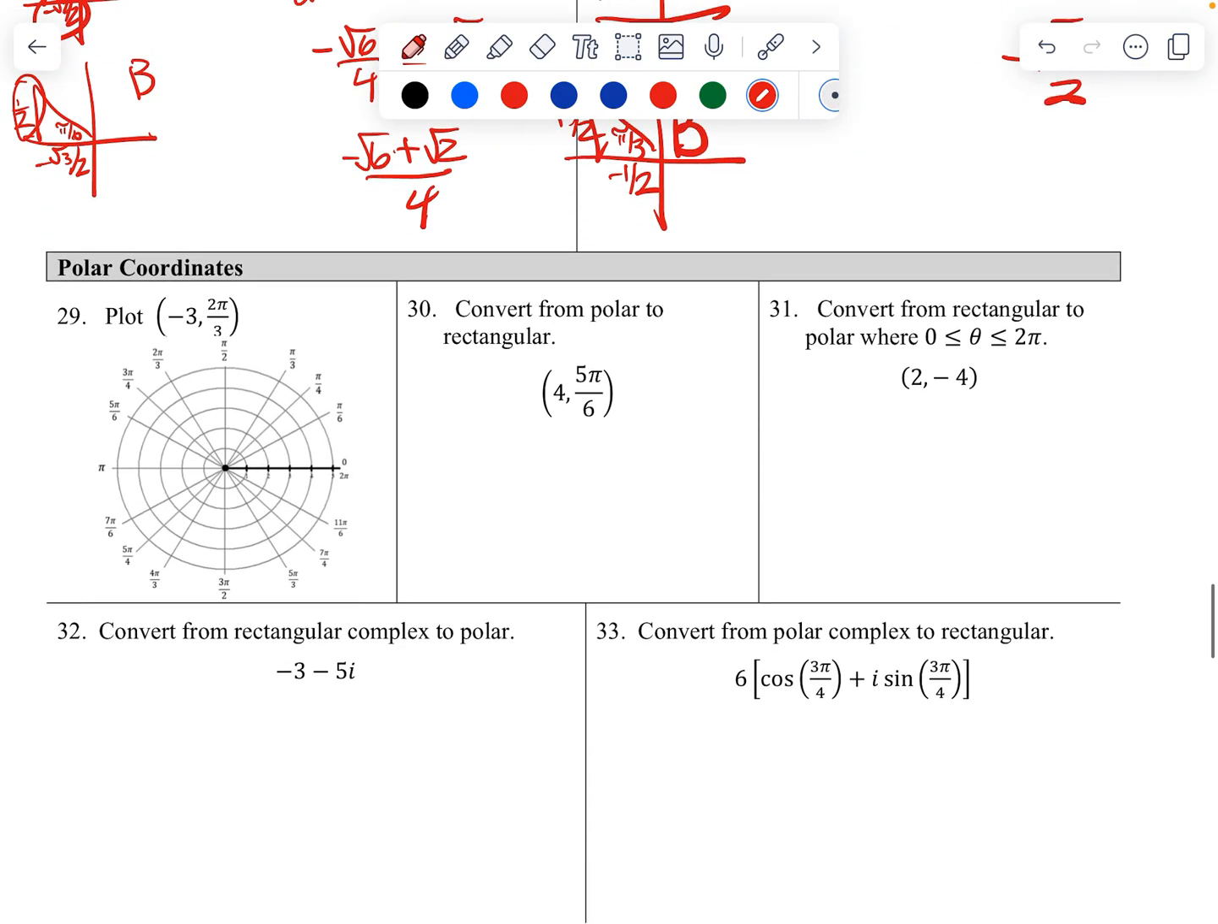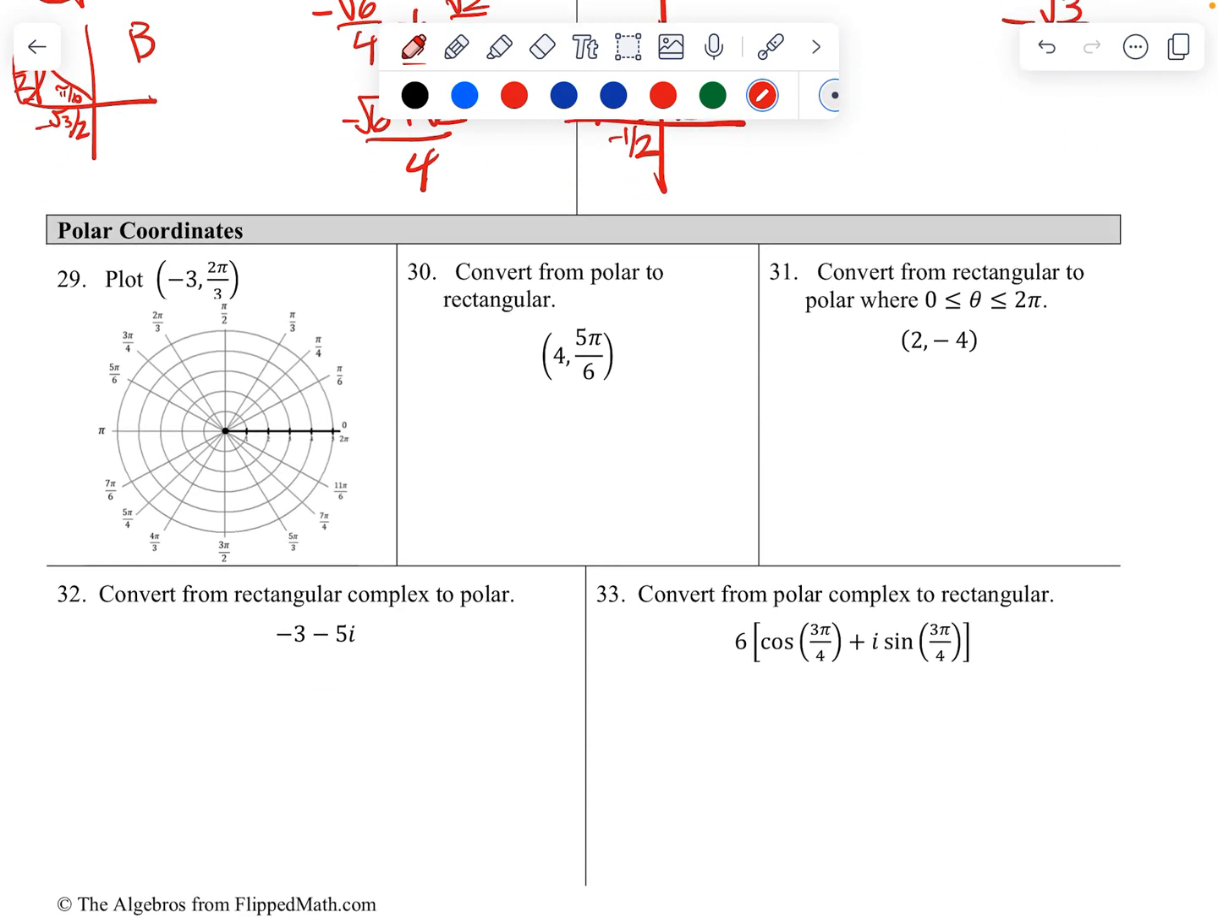Then the last thing, polar coordinates. So plot this. I look at 2 pi over 3. I'm standing in the center and I walk backwards 3: 1, 2, 3. Convert from polar to rectangular.